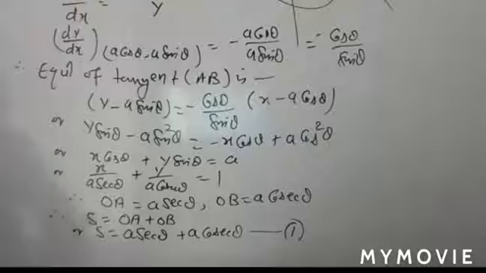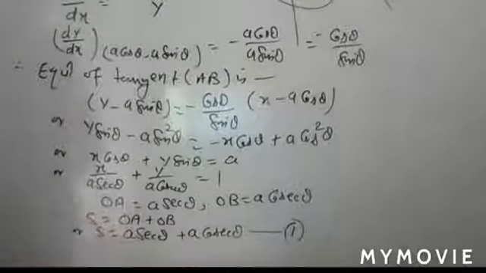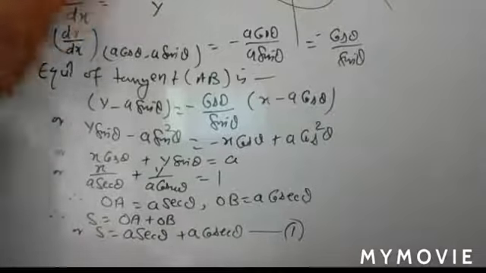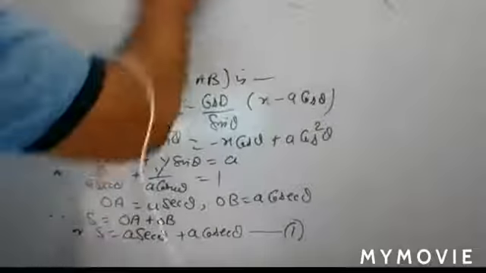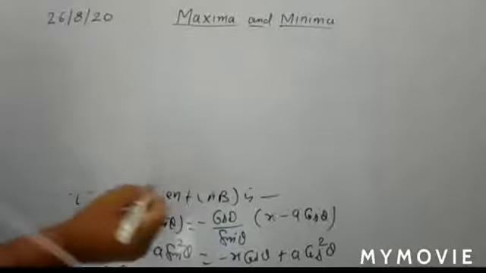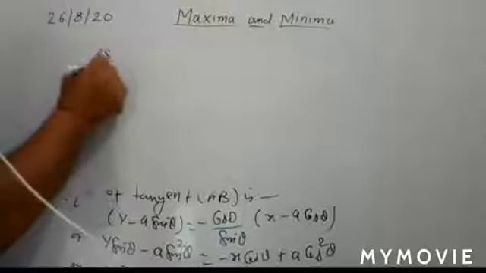Now your process starts. So what you do? You have to take its differentiation, meaning ds by d theta, and then make it equal to 0, getting the critical point according to that, and then the second derivative. Now applying the concept of maxima and minima to find the values of maxima and minima. So from this S, here you find the value of ds by d theta.